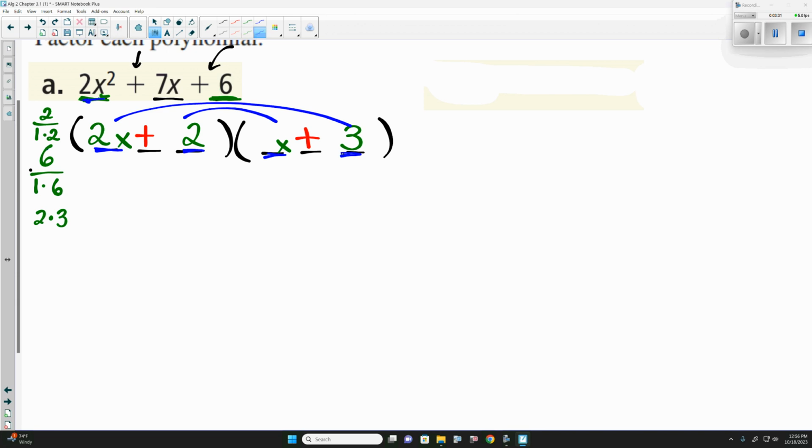We don't need to do the 2 times 3, because 2 times 3 is a factor of 6. They will multiply together to get us back to 6. Now 2x times 3 is 6x. 2 times x is plus 6x plus 2x is. Is that the middle term that we want? No.